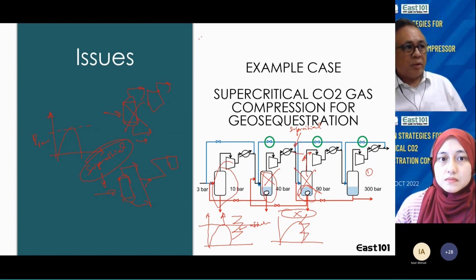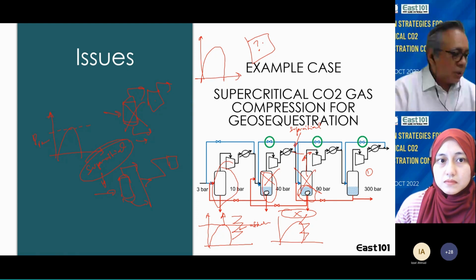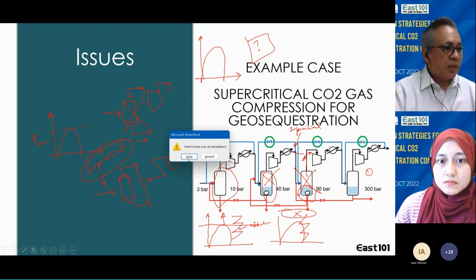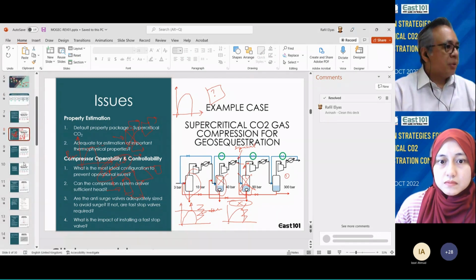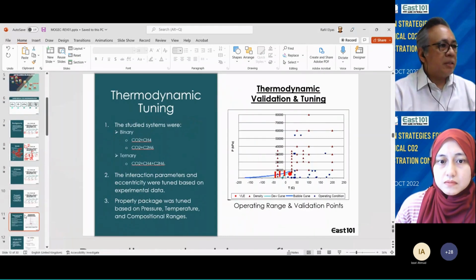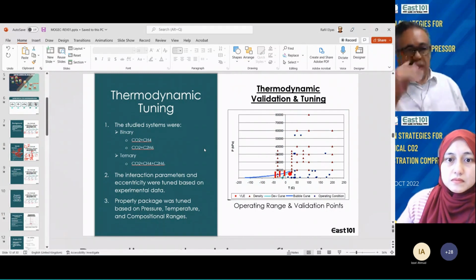Correct. So your question is: how do I know that this phase envelope is correct? Yes. Right? How do I know this is correct? So that's why I did this analysis before. That's why we did this thermodynamic study. We did the validation. I had to go out and buy data. I had to pay for this.